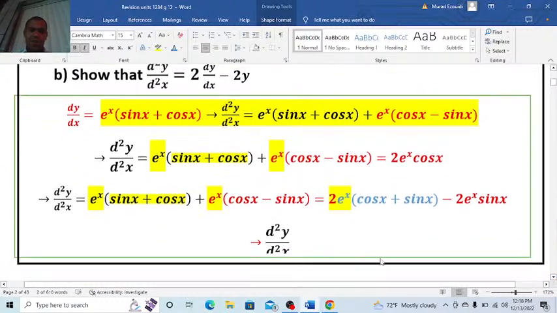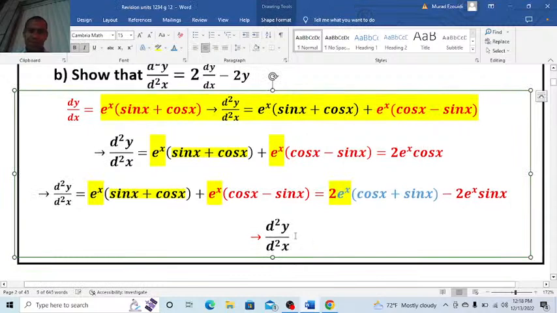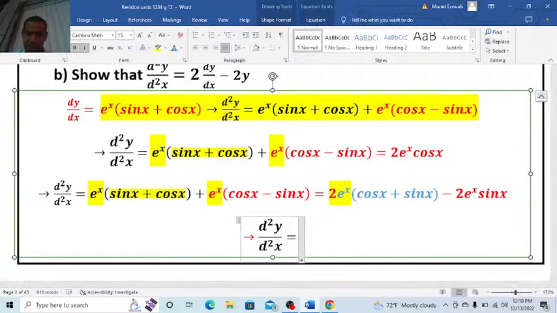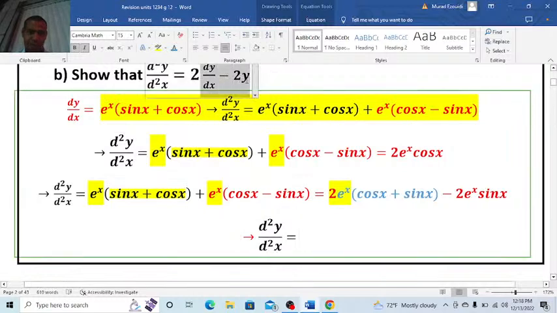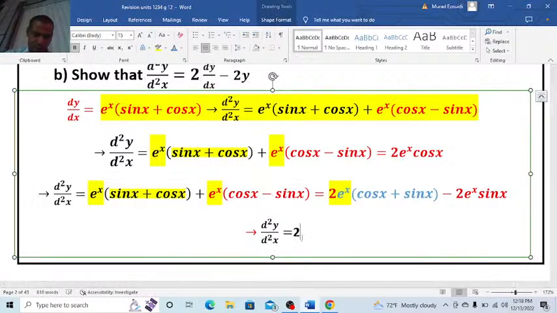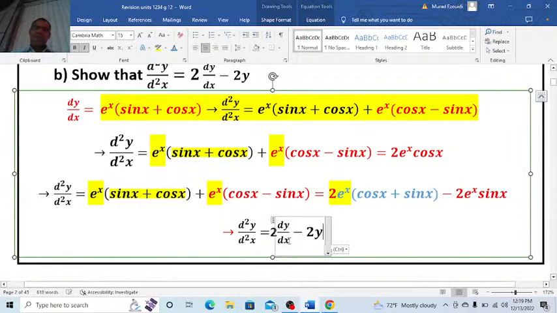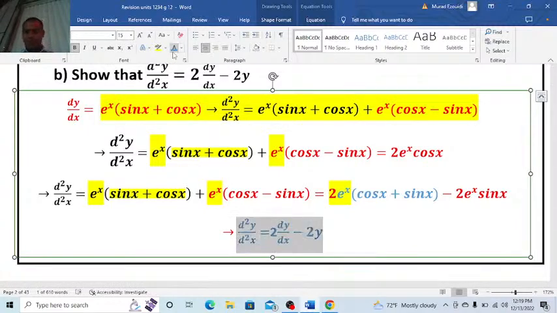We told that dy with respect to x is equal to dy with respect to x minus 2y. Therefore, I really proved this one. Okay, thank you for listening. I hope that the lecture was clear for you.